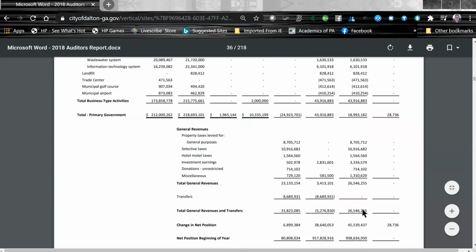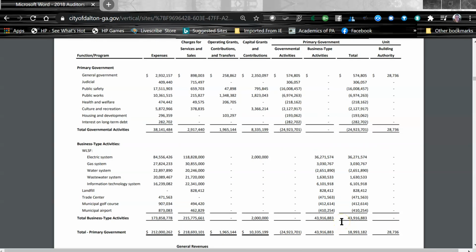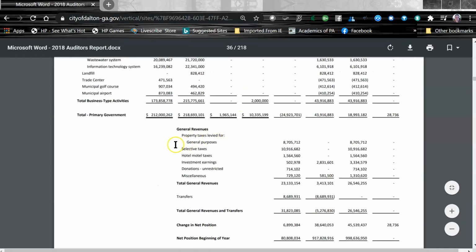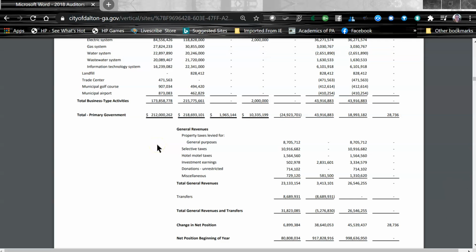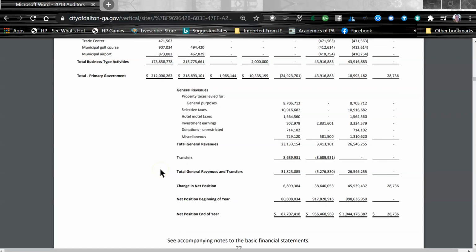And then we have other more general revenues. So why are they general revenues versus by program or function? It's because they can't be tied back to a specific program or function. And so again, you see them by what they are. So property taxes levied for general purposes, selective taxes, which just means various taxes that are paid that aren't necessarily tied back to a specific program or function. Hotel motel taxes, investment earnings, which is money they invest for long-term use, and those are the earnings that they get on it. And then unrestricted donations that they receive, and just miscellaneous, anything else that goes in. And then, of course, they deal with transfers.